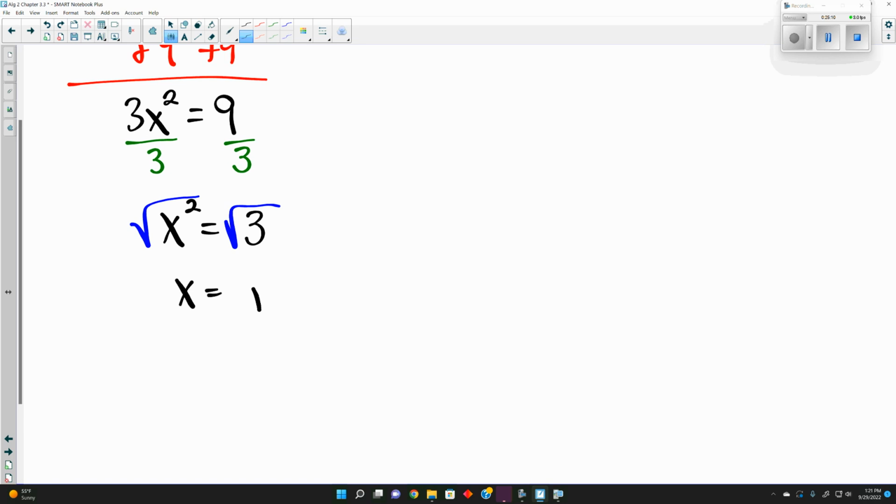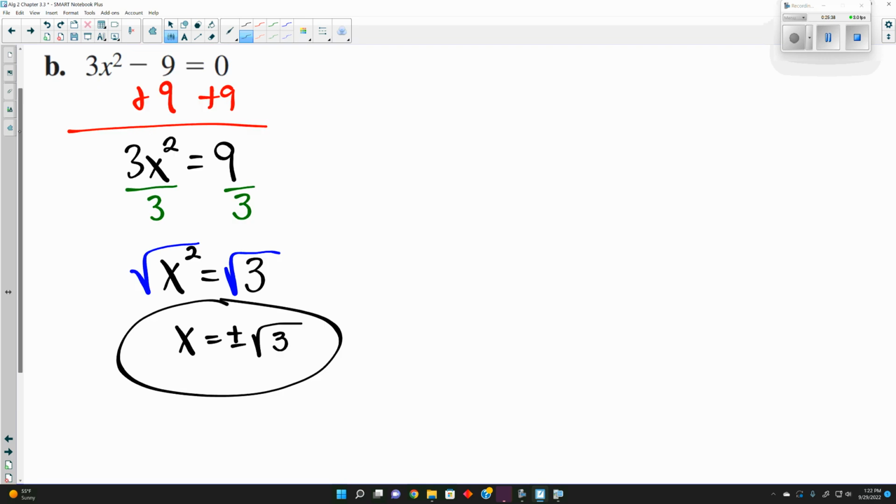Almost. Positive or negative 3. So instead of listing it as x equals the square root of 3, comma, negative square root of 3, we can rewrite it as this here, because it's positive or negative square root 3. X is already by itself, so that's our answer. Questions on any of this here?